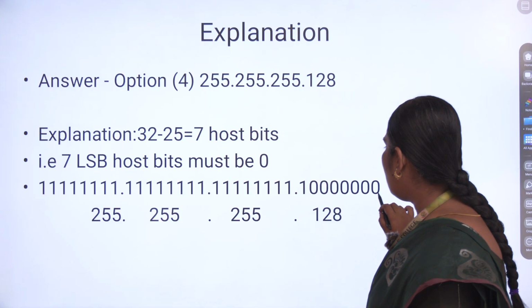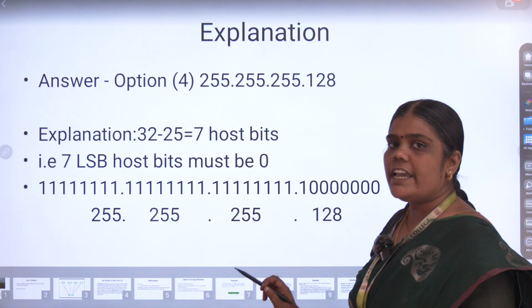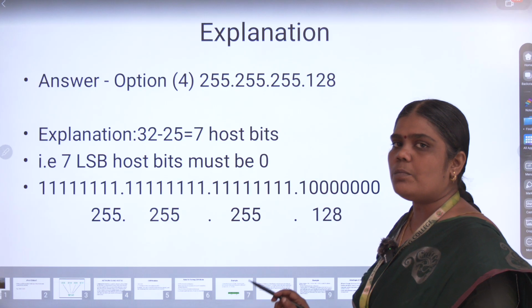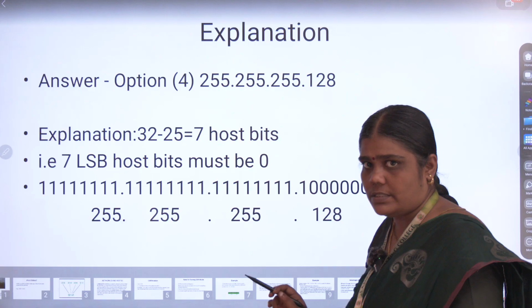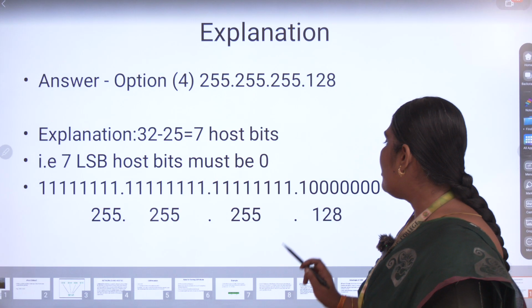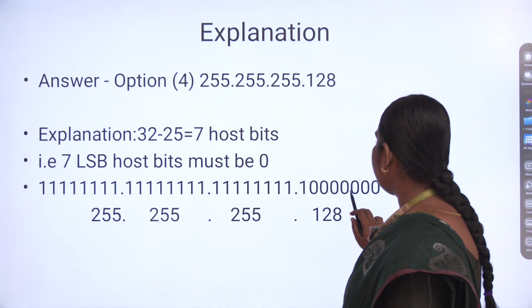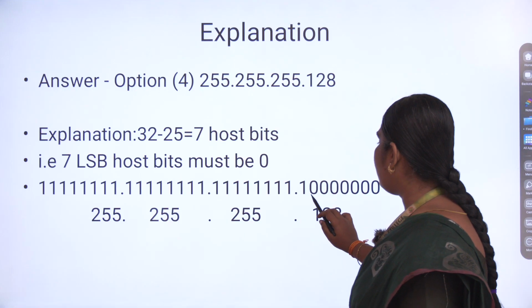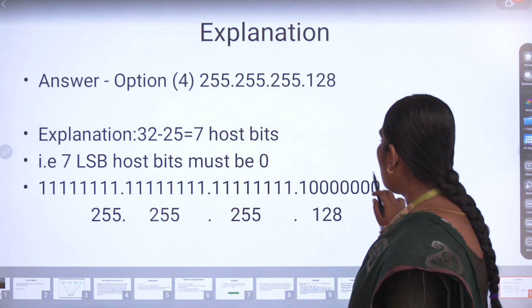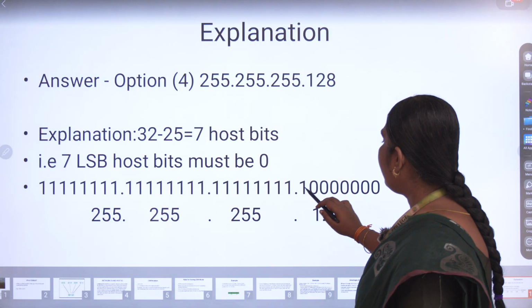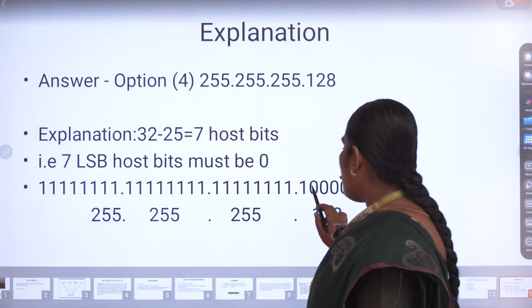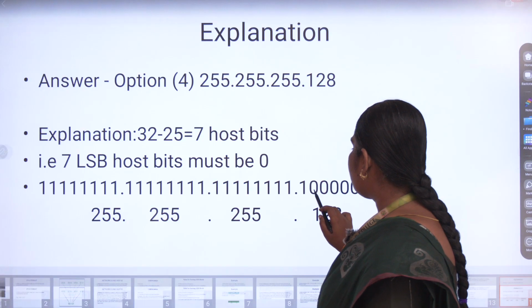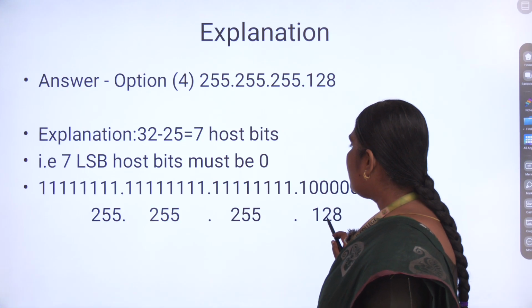See, already I told you the third point: the first address of the block should be divisible by the block size. So here 1, 2, 3, 4, 5, 6, 7. 7 bits are set to 0 and the 8th bit is set to 1. So 2 power 7 is nothing but 128.